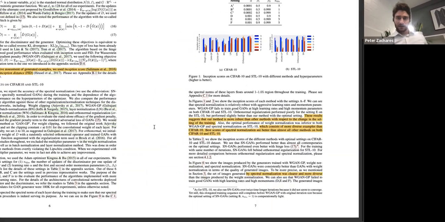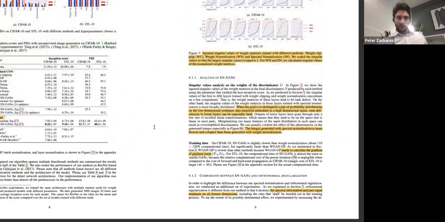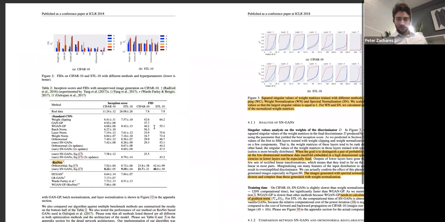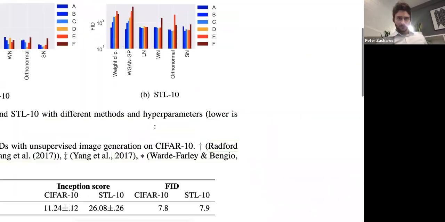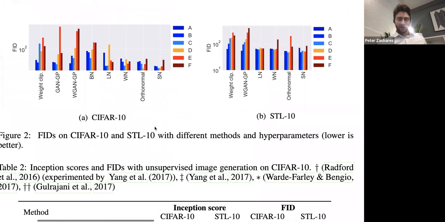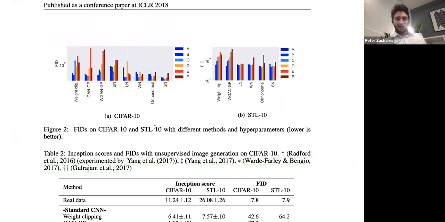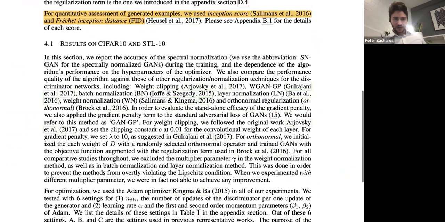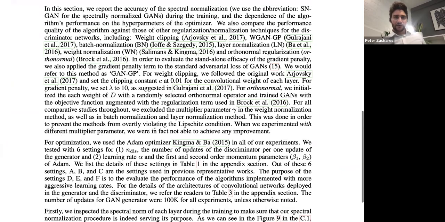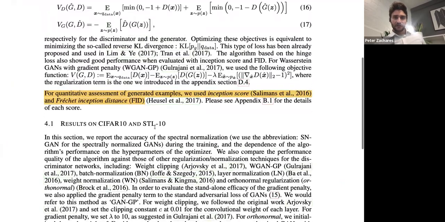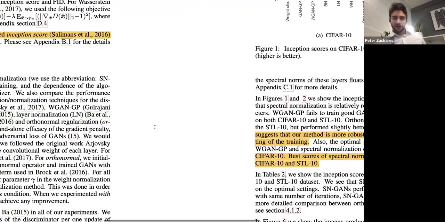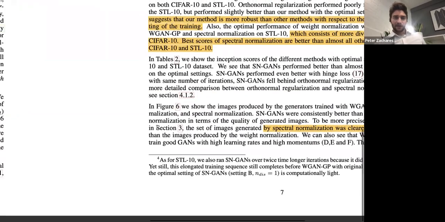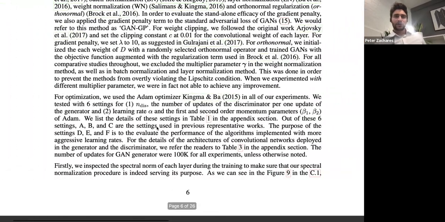And then the second experiment, let's see over here. Oh, this is the Fréchet something distance. Let's see what the metric is called. It's another method for estimating the quality of generated images. Anyway, FID, we'll call it FID for now. If you're interested, look it up.